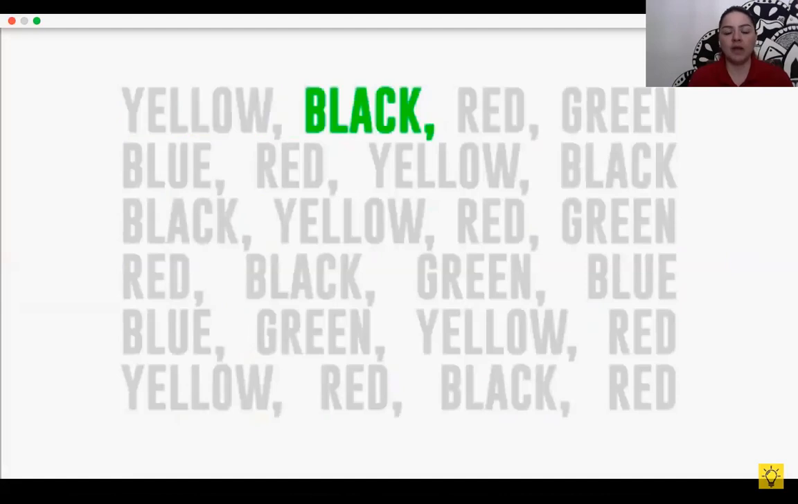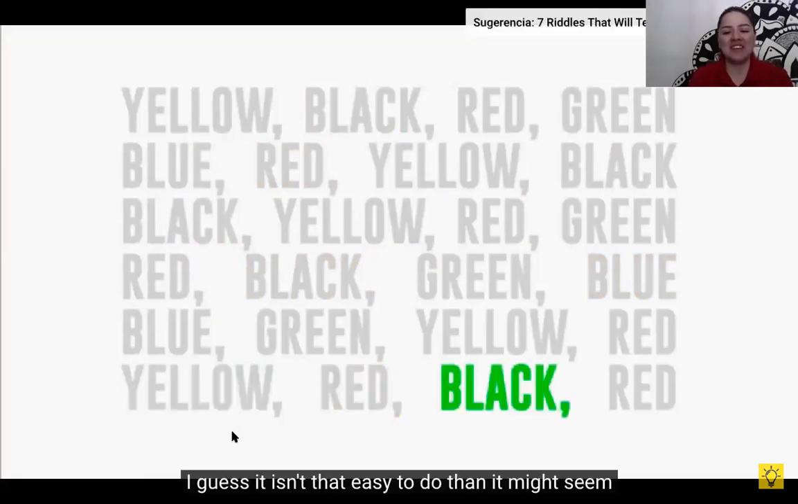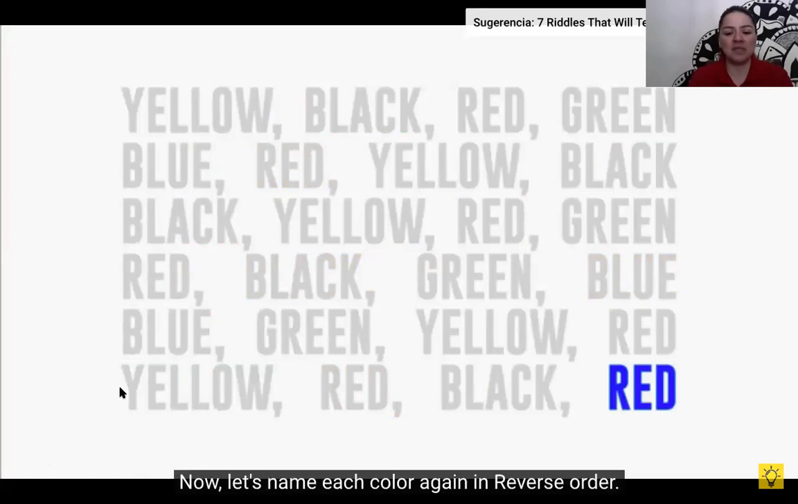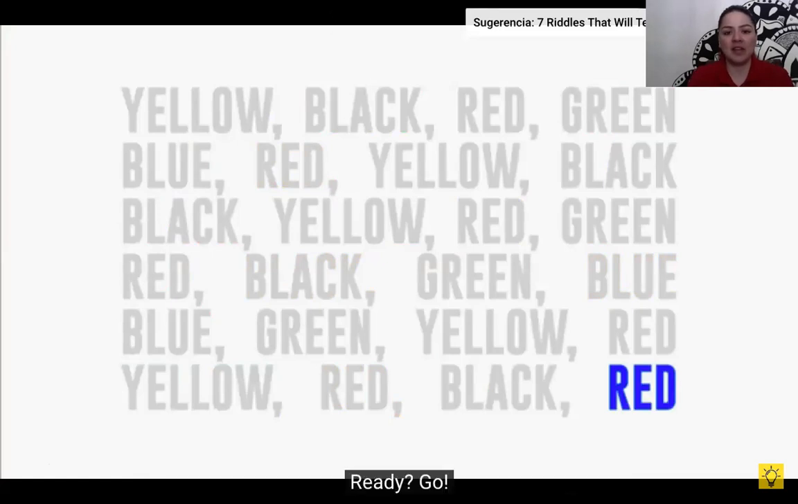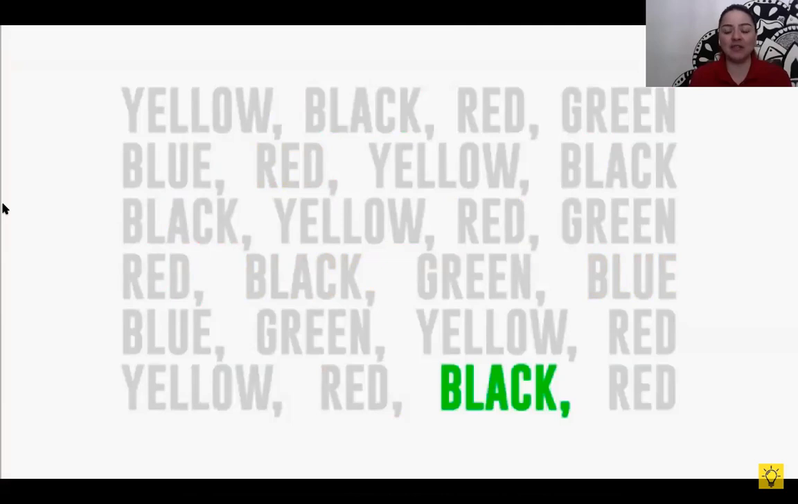Blue, green, black, red, green, yellow, black, blue, red, green, blue, red, green, yellow, red, yellow, red, black, blue, green, blue. I guess it isn't as easy to do as it might seem. Green, now, and blue. Let's name each color again in reverse order. Ready? Go. Now try to do it by yourself.